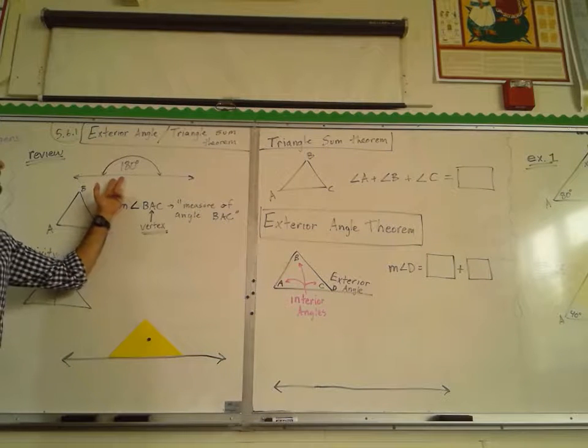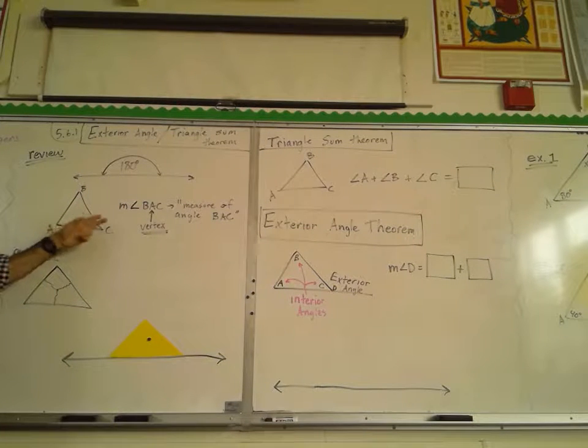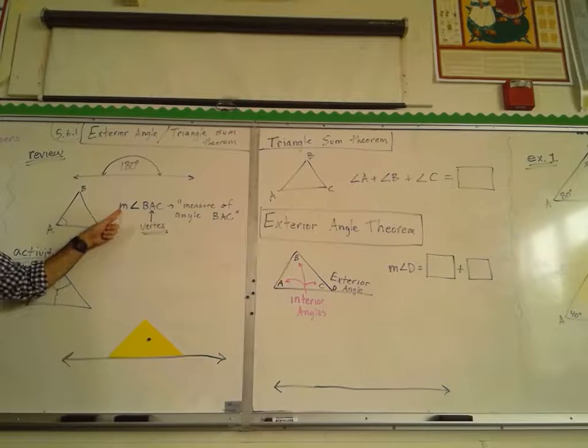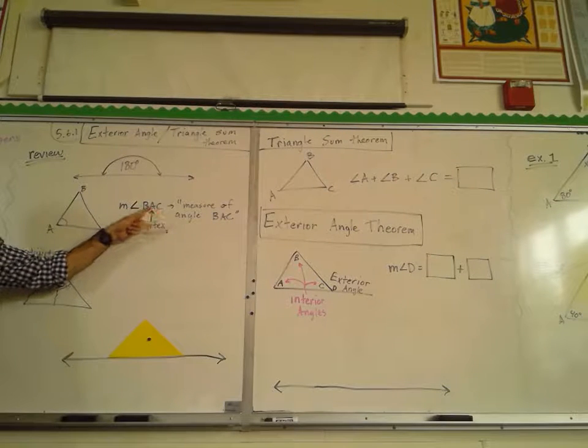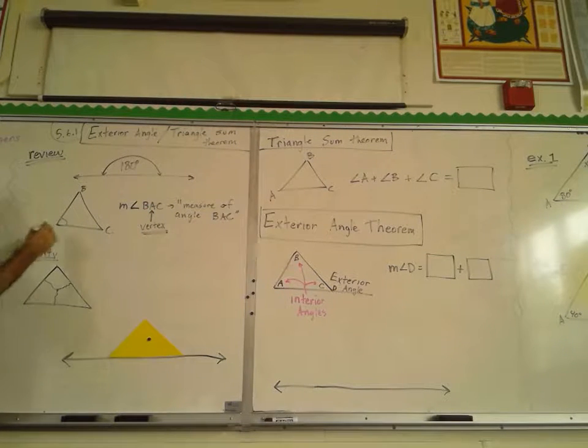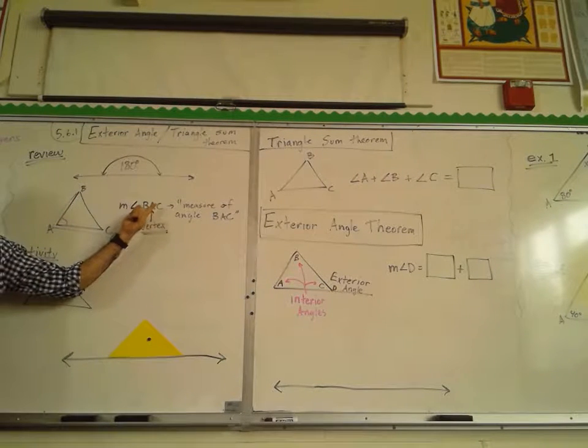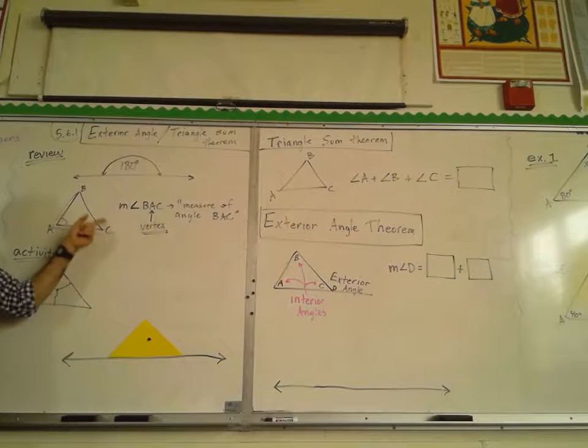Also, just a review on how to label an angle. This angle right here, BAC, the measure of angle BAC. Remember, the middle letter has to be our vertex. This is the vertex because it's BAC, right? If I said CBA, that would be different. So those have to be in that order.